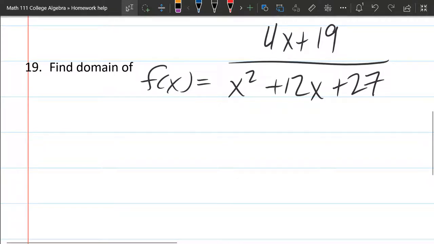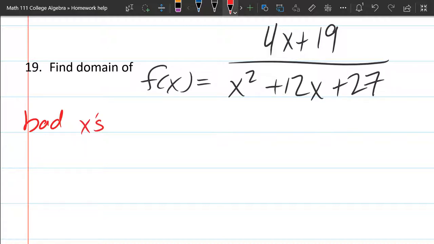We're going to use our second domain rule for this question. Our two domain rules: don't take even roots of negatives, there's no roots here, and don't divide by zero, which we are definitely dividing here, and it's possible we could be dividing by zero. I'm going to intentionally write in red, because unlike last time, this time we're looking for bad x's.